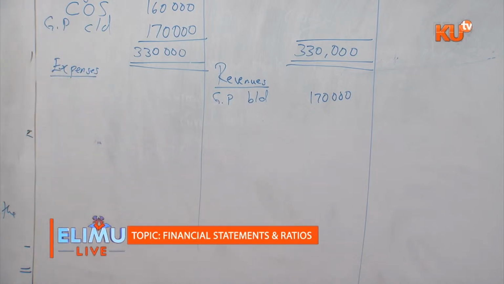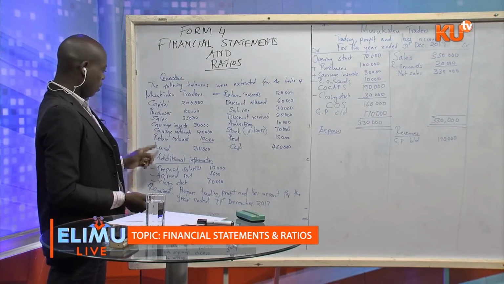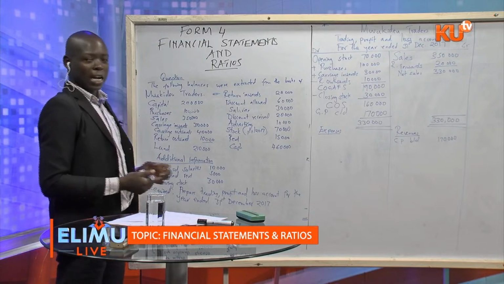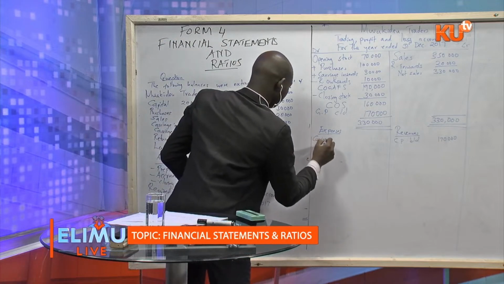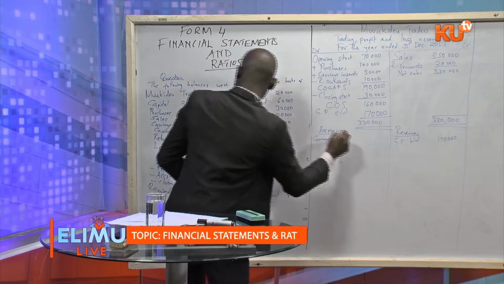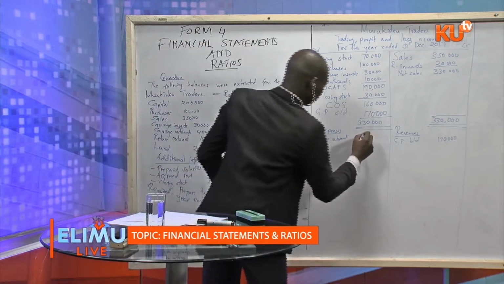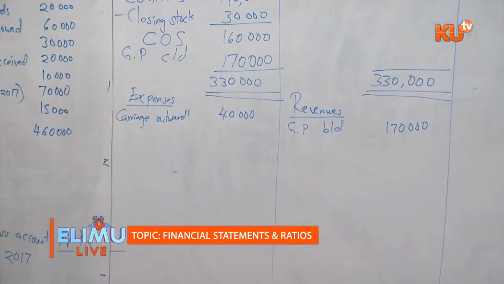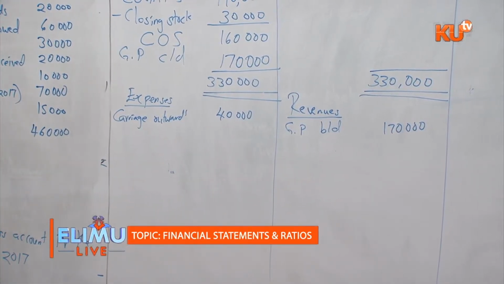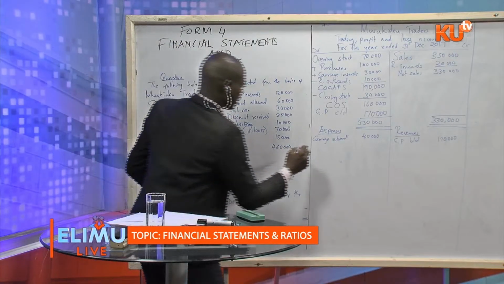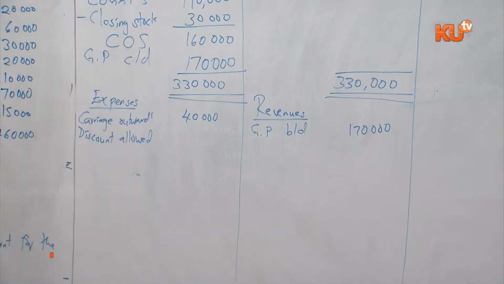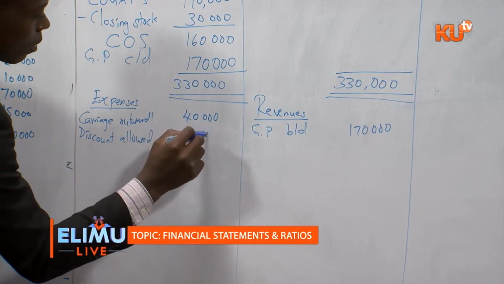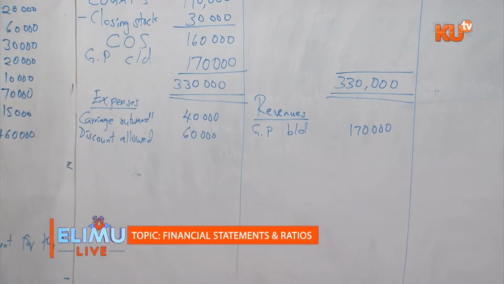So we'll go to our entries again and see. Capital, we've not captured it because that will go to the balance sheet. We are at the stage of carriage outward. And carriage outward, we said, is an expense. So we record it here, carriage outwards, given us 40,000. We go to the next. We have discount allowed. So we record discount allowed. Discount allowed in this case is 60,000. And then we go to salaries.